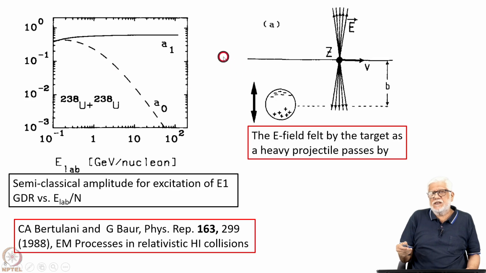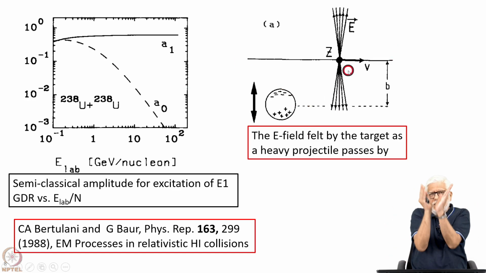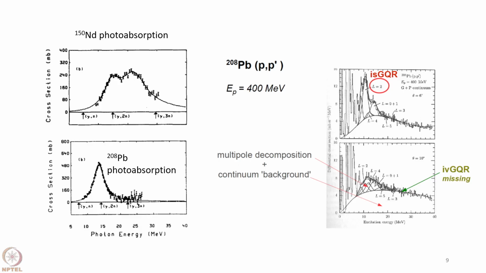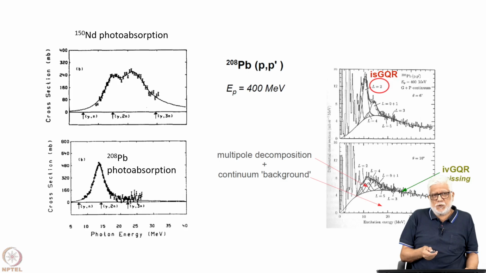This is the amplitude, and the picture is like this. The projectile comes in here, and the target feels a transverse field as it just zips by, and this is compressed because of the relativistic dilatation factor. Okay, so this is the photoabsorption cross section, and this also shows the giant dipole resonance.